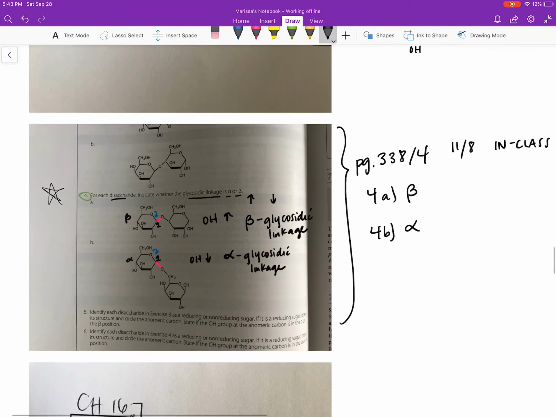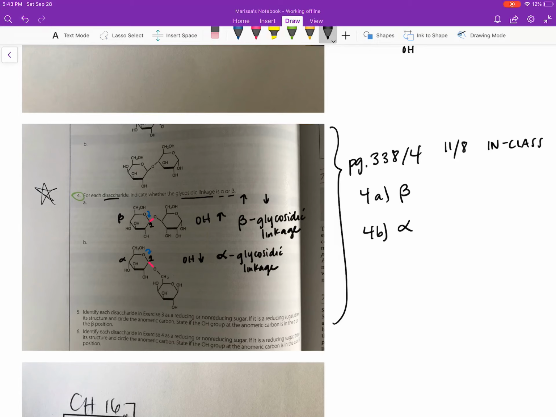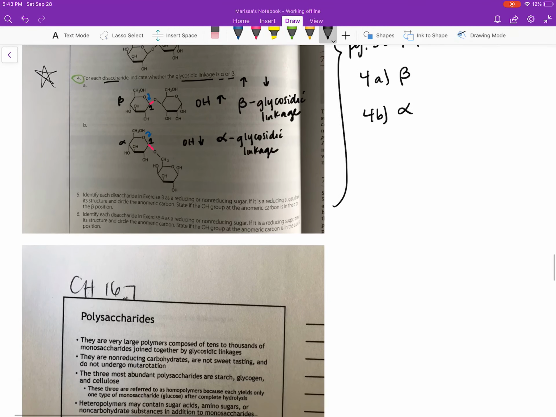Okay, so take a few minutes to get your stuff written down that you need, and then we're going to talk about polysaccharides. And just make sure you write your name on the top of the paper, and make sure to give it to Dr. Morris before you leave class.